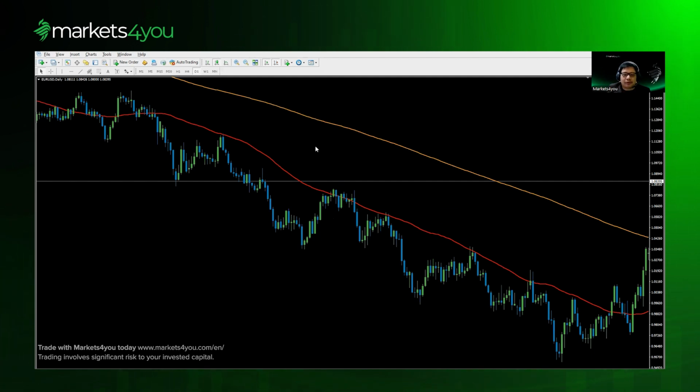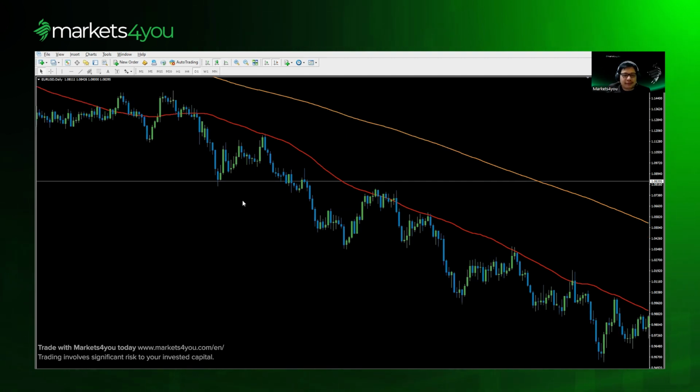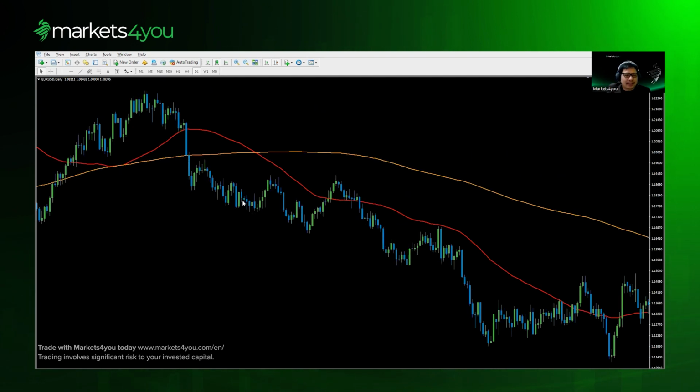A moving average crossover occurs when the short-term moving average crosses above or below the long-term moving average. A golden cross happens when the 50-period moving average crosses above the 200-period SMA, indicating a potential bullish trend. Let's find an example of it.